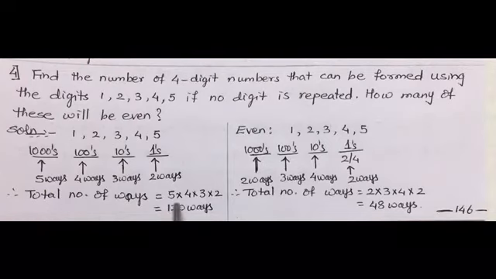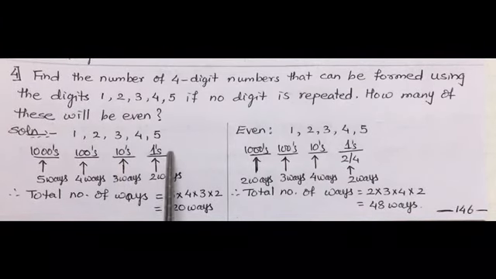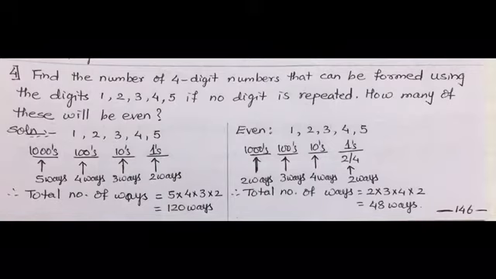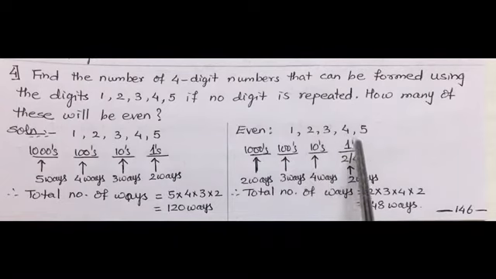Therefore, the total number of ways will be 5 into 4 into 3 into 2, that gives 120 ways. The first part of the example can be solved using the 5p4 method also. Now for making even numbers, the fundamental principle of counting is easier. Now again 4 places are being made. To make an even number, the last place will be occupied only by 2 numbers, that is 2 or 4. So the last place is arranged in 2 ways.